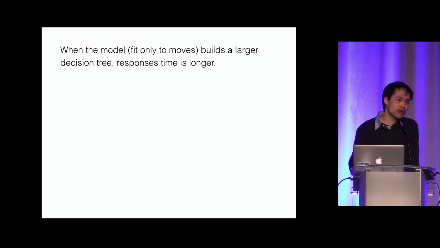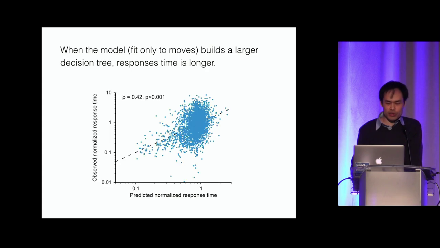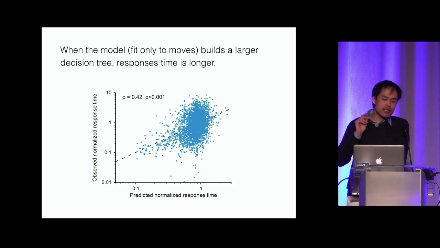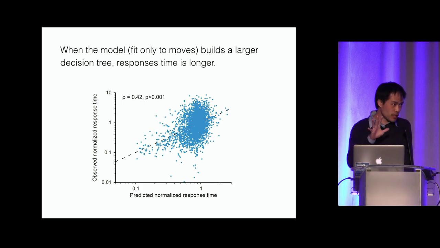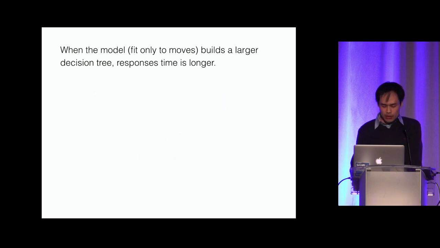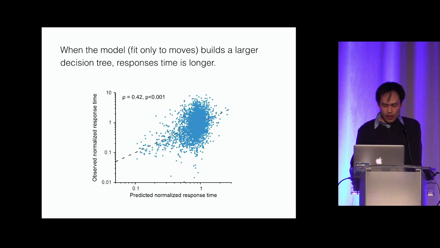So first, we look at response times, right? Because we've fitted the model to moves, we also want to look at response times. The idea here is that if the model builds a bigger tree in a given position, it means it's really uncertain about what is the best move here. And if you take it literally as a process model, that should reflect the process that the human would go through when deciding on a move. So then the human would be expected to take longer. And by and large, you see that correlation. It's overall a correlation of 0.42, which is decent.